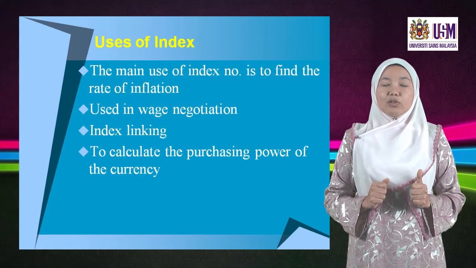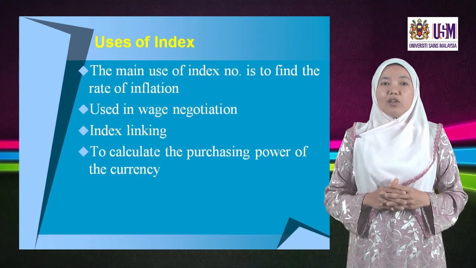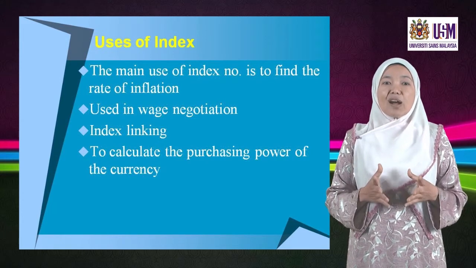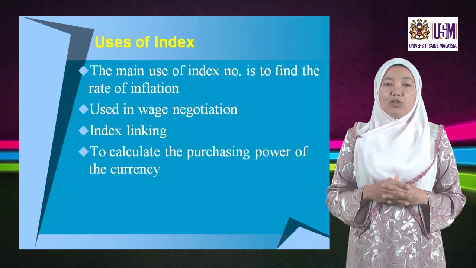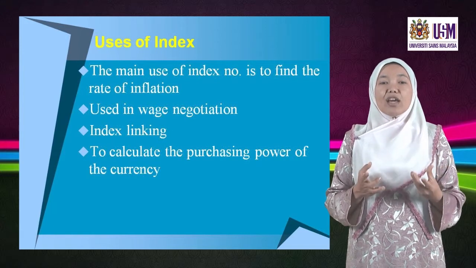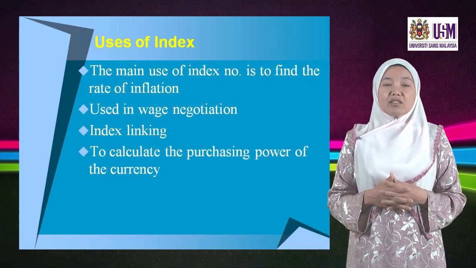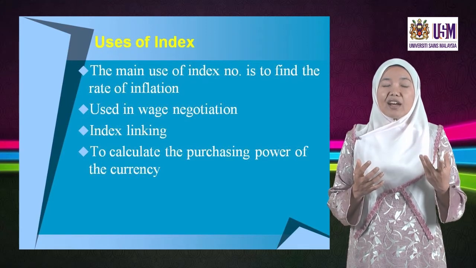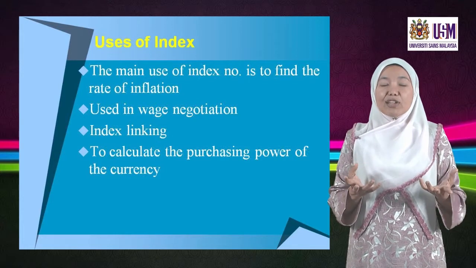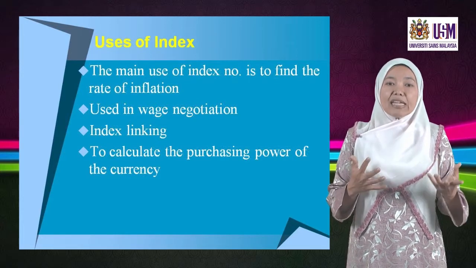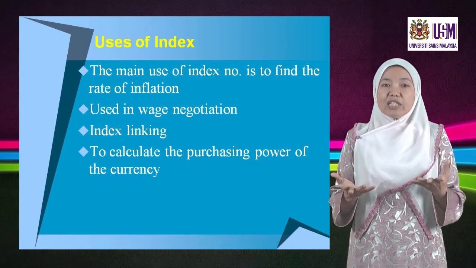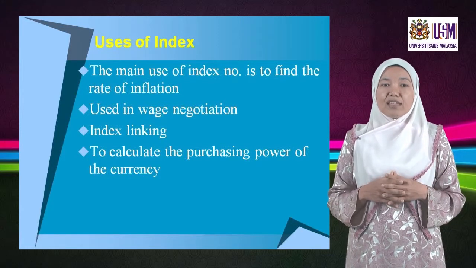So now we have come to the specific uses of index. As we already discussed just now, the main use of index number is basically to find the rate of inflation. When you study macroeconomics and discuss inflation, that's where you need to discuss the consumer price index. If you are studying the supply or production side of economics, you need to discuss the industrial or manufacturing production index. If you are studying money and banking, perhaps you need to study the Bursa Malaysia Composite Index. So that is the main use of index.